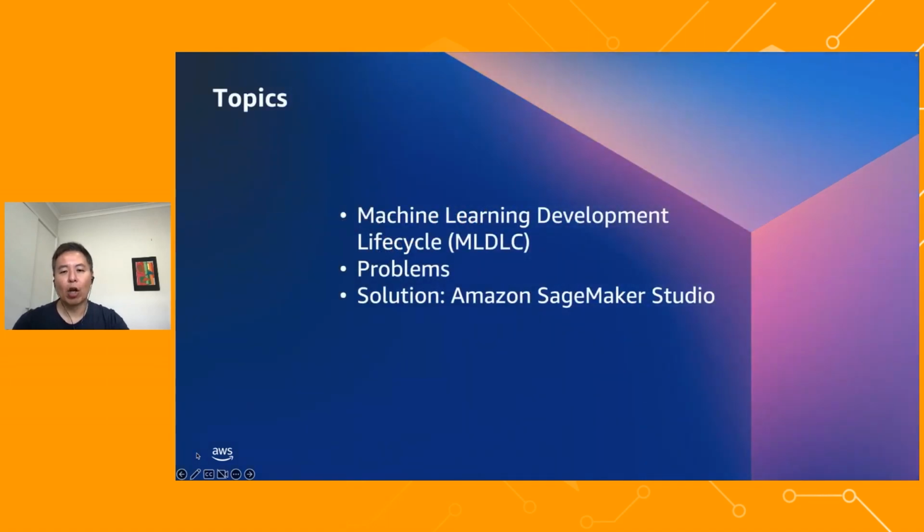So by now, I hope you have some context of what type of AI tech we have built and productionized at Carsales. In this talk, I'd like to focus on three areas. First, what is our machine learning development lifecycle? Second, what problems did we experience that we're trying to solve? And finally, how do we solve them using Amazon SageMaker Studio?